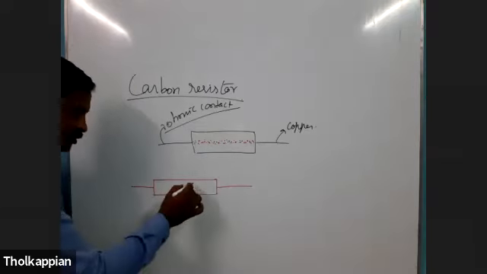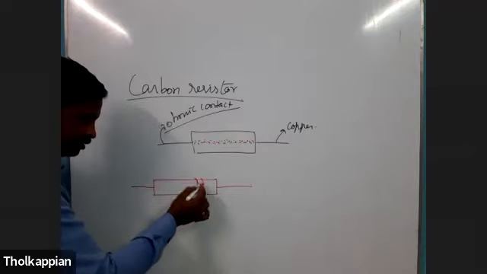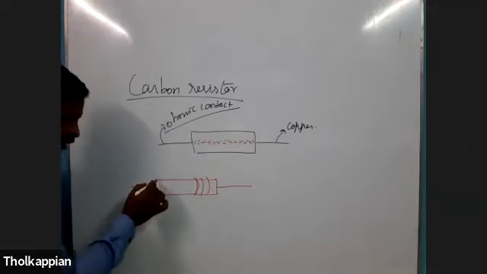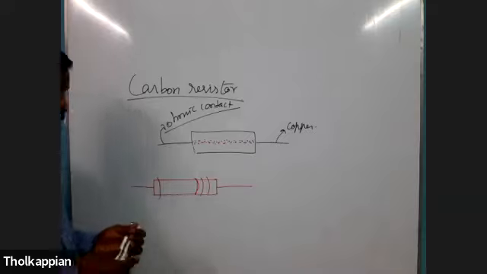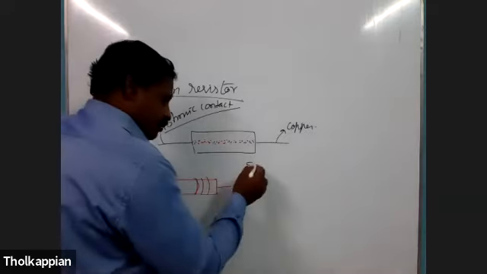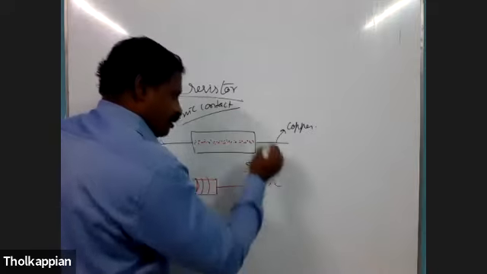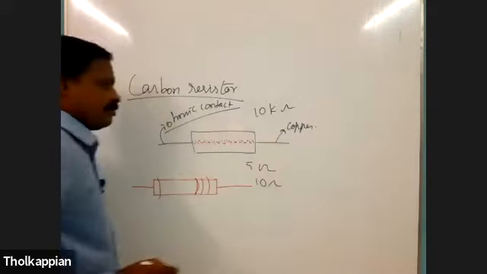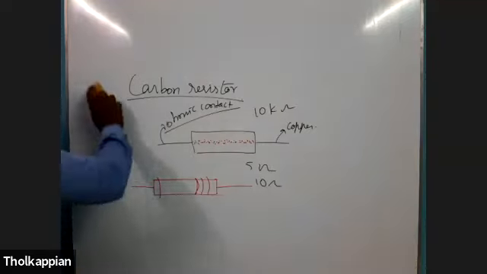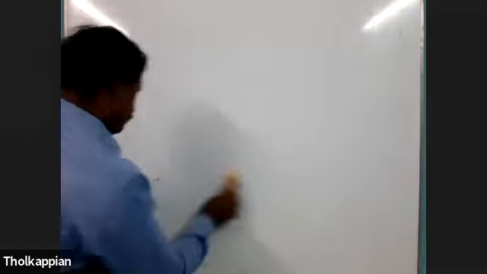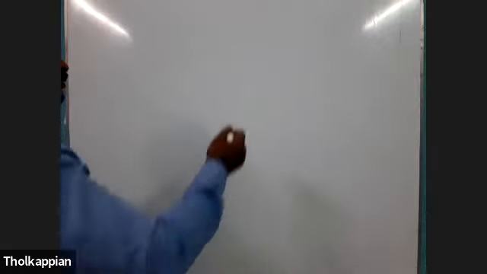See, there are three lines on one side of the resistor, and on the other side one line is present. Sometimes that line is also not present. This is a carbon resistor. You want to find the value of the resistor. Whether it is 5 ohms or 10 ohms or 10 kilo ohms, whatever it may be, you have to find the value of this carbon resistor. To find it, they gave some order.